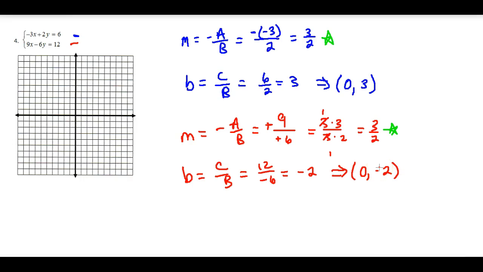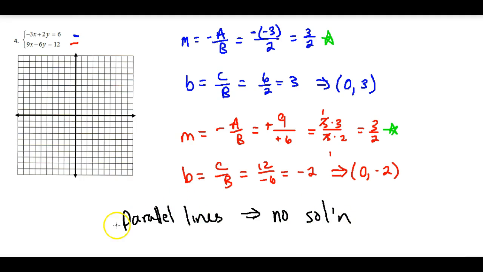So what this tells us is that these two lines are going to be parallel to one another. And since they're parallel to one another, there will be no solution to this. So we have parallel lines and no solution, because these lines will not cross. To show that, we're going to graph each line so that you can see it.